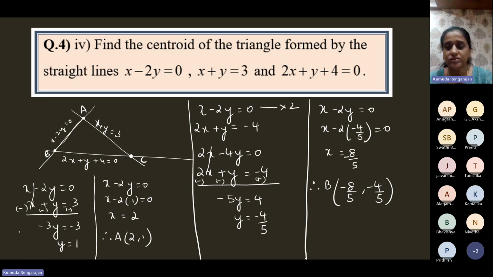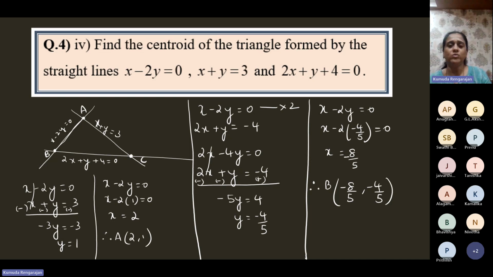So let's see the question again. We have equations of three straight lines. Now it's given that these three straight lines enclose a triangle. Find the centroid of the triangle formed by the straight lines. There are three linear equations in x and y. So we know that they represent straight lines, and these three straight lines enclose a triangle. We have to find the centroid of the triangle.